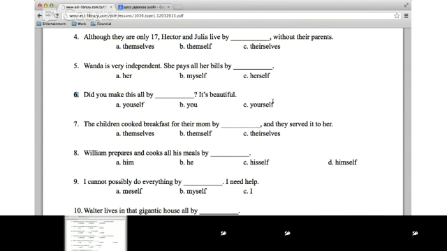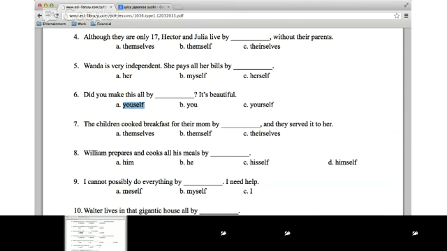Okay, did you make this all by yourself? Yourself. Yes. Make sure to add that R in there. Your. Go ahead and practice that with me. Yourself. Your. Yourself. Okay, because there's a difference. If you do not add that R, you'd be saying "you self." The word is actually yourself.